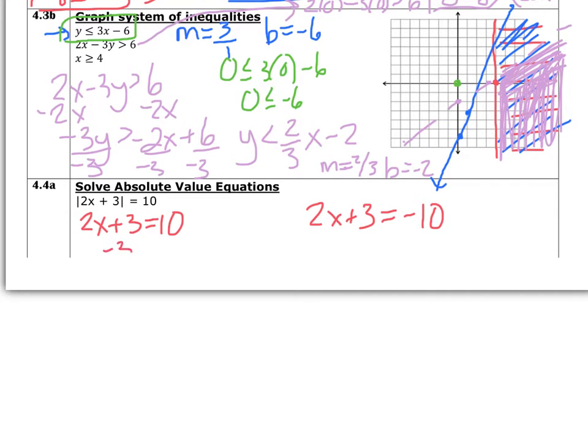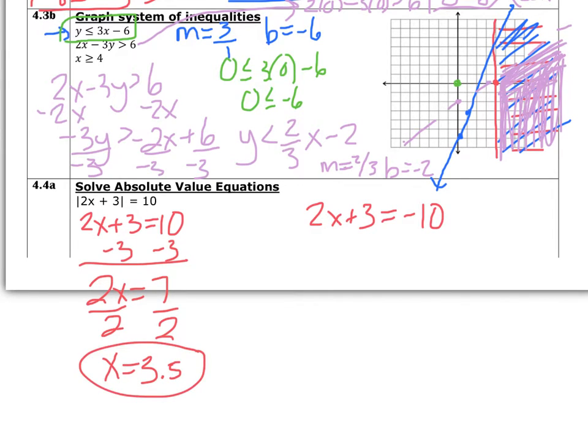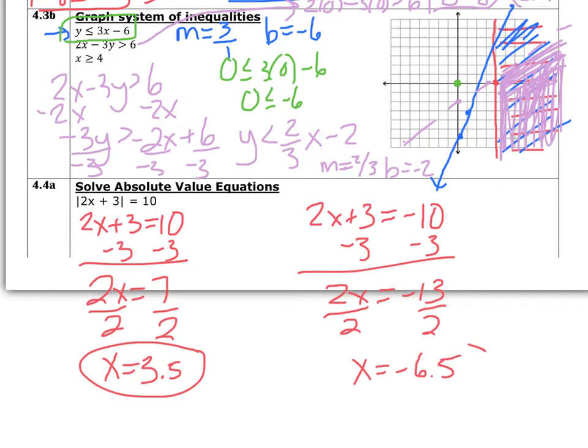So over here I'm going to subtract 3 from both sides. Leaves us with this 2x equals 7. Divide by 2. X is going to be 7/2 or 3.5. On this other side I'm going to subtract 3 again. Be careful, this becomes 2x equals negative 13. I'm going to divide by 2, and I'm going to get that x is equal either negative 13 halves or negative 6.5. So there's actually two answers to this problem if you were to put them in for x.